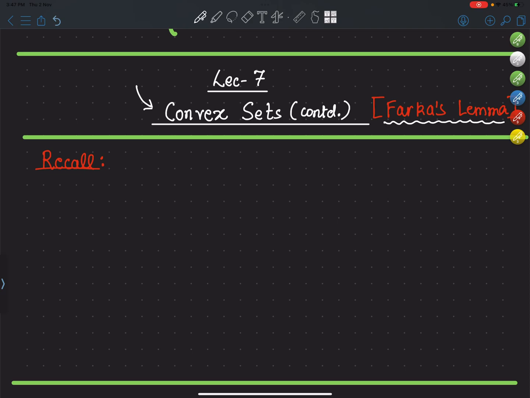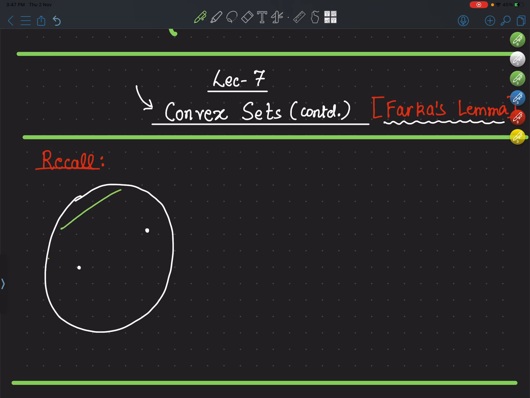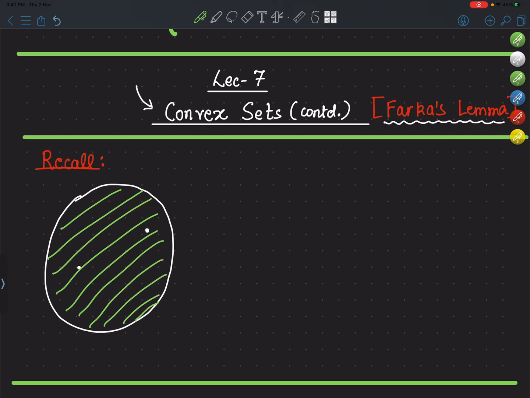So in the last lecture we defined what convex sets are. Convex sets are the sets in which if you take any 2 points in that set, then all the points belonging to the line segment joining these 2 points also belong to the set. Then only it's called a convex set. So this is an example of a convex set.